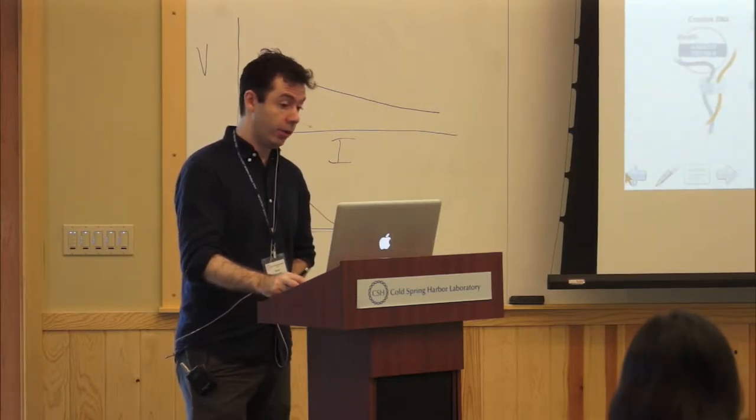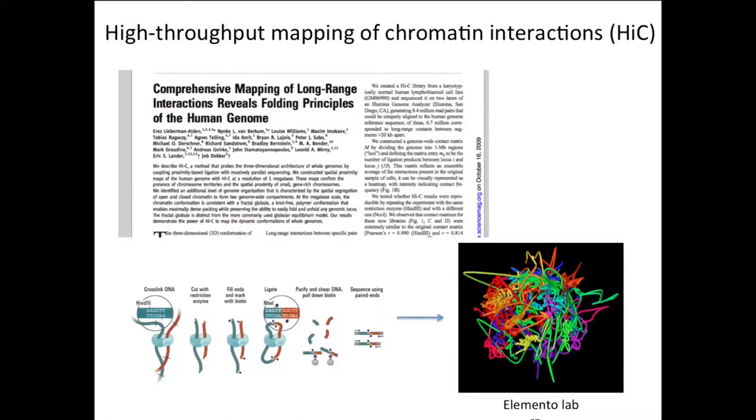And so people are also using high-throughput sequencing to do all kinds of crazy things. So this is high-throughput mapping of chromatin interactions using high-throughput sequencing. This is basically a try to identify the loci of the genes that are far away on the genome, but actually come close to each other in three dimensions, right, in the nucleus. You can actually use high-throughput sequencing to do this.